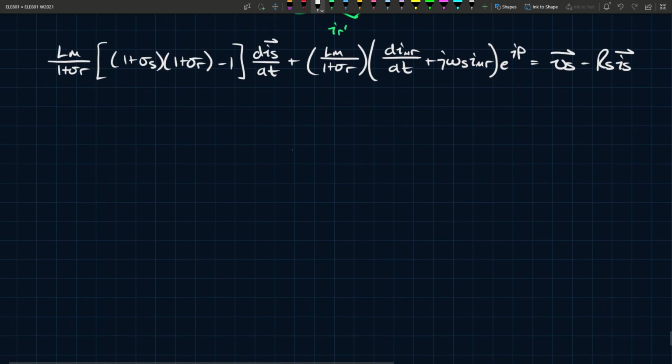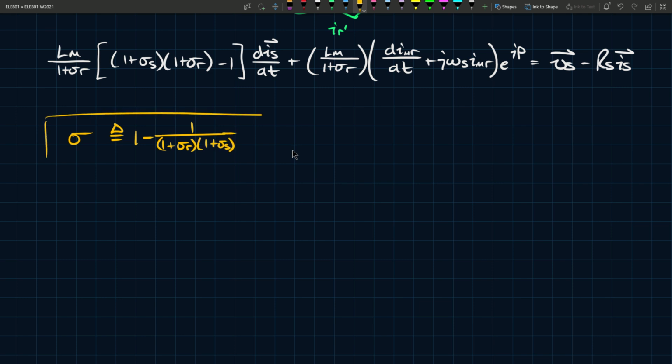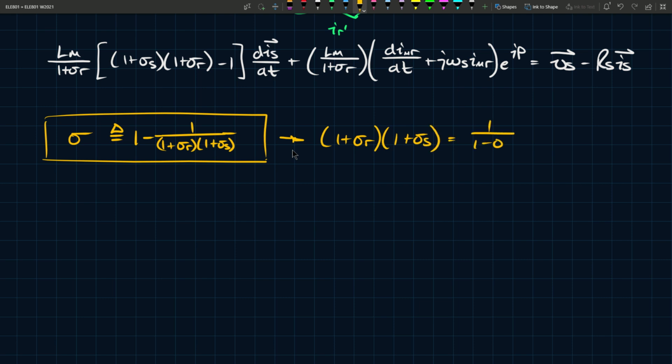What we'll do is define something we'll call the total leakage factor. So we have these leakage factors sigma. Let's define a total leakage factor, and let's call it just sigma. Sigma will be defined as 1 minus 1 over 1 plus sigma r times 1 plus sigma s. This is what we're defining. So if we make this definition, then you can say that 1 plus sigma r times 1 plus sigma s is equal to 1 over 1 minus sigma. Again, just rearranging the equation I have on the left side.